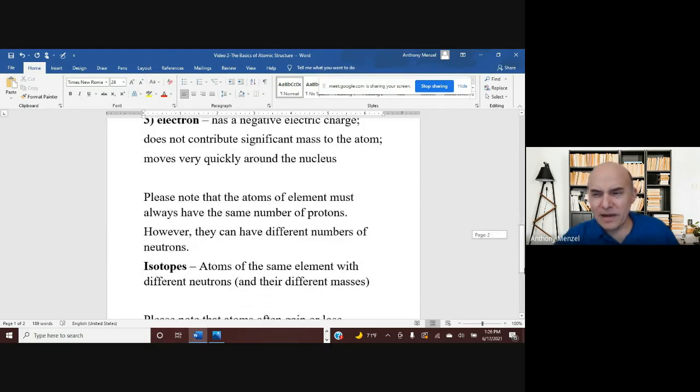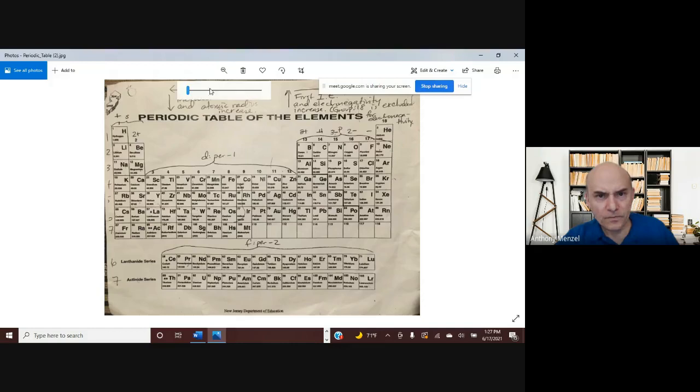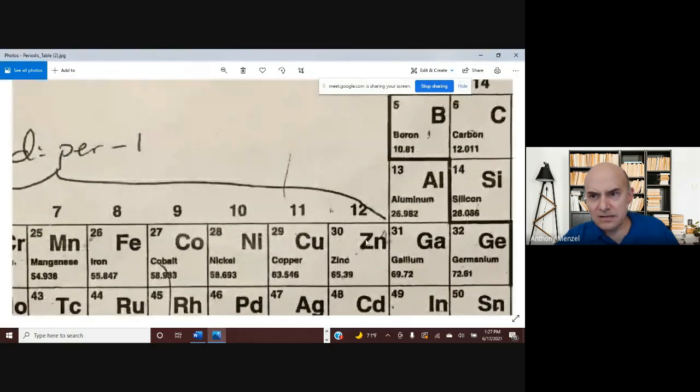Some points about these subatomic particles that are very important to note and remember is that the atoms of an element must always have the same number of protons. So if you change the number of protons, you no longer have the same element. If you want to have, for example, carbon, this atomic number, we are going to learn, tells us how many protons we have. If you have an atom of carbon, you have 6 protons. You always have to have 6 protons. If an atom of carbon loses a proton, it's no longer carbon. It becomes boron because boron has 5 protons.